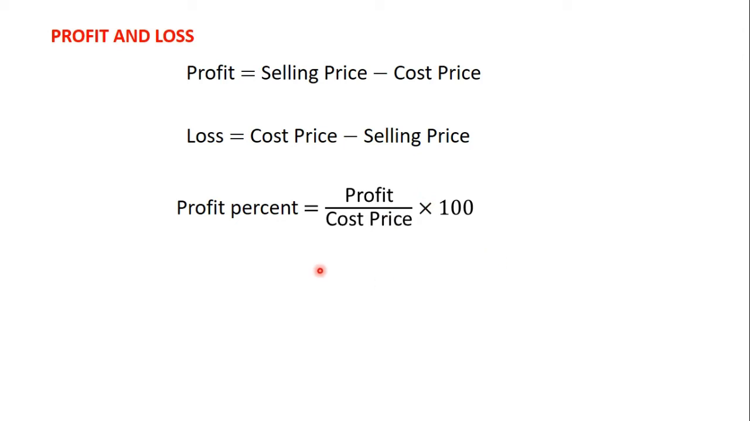The same can be done for loss. To find loss in terms of a percentage, we are going to express the loss as a percentage of the cost price, and that will give us loss percent. So loss percent is equal to loss divided by cost price times 100. So the profit percent and loss percent give us the profit and loss in terms of a percentage. We are going to use these formulas a lot as we solve practical problems involving profit and loss.